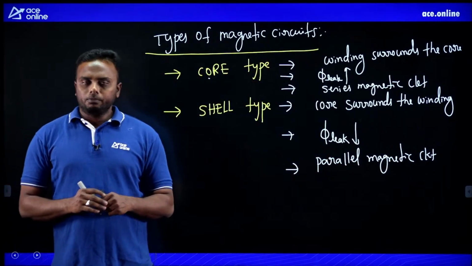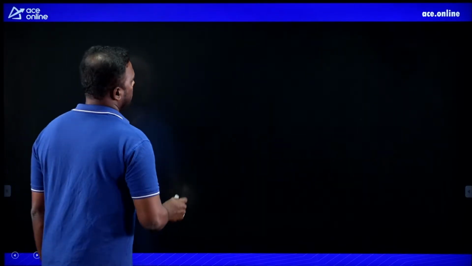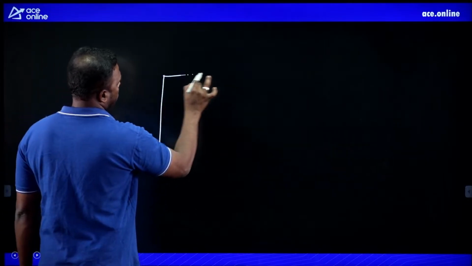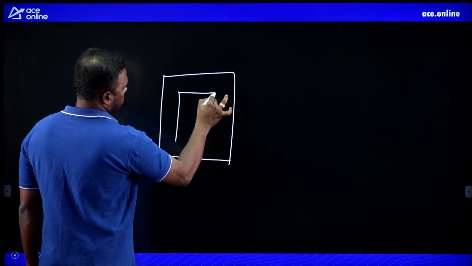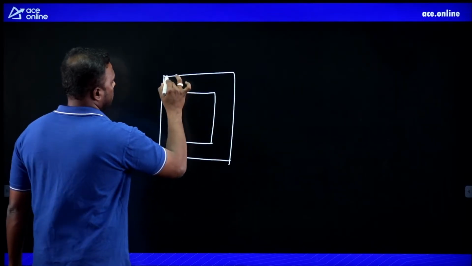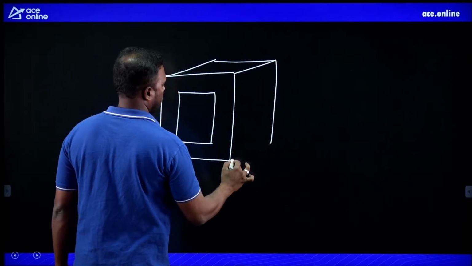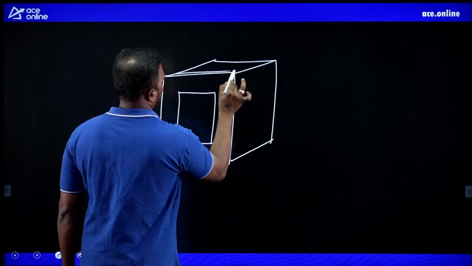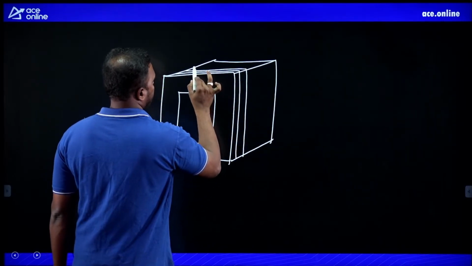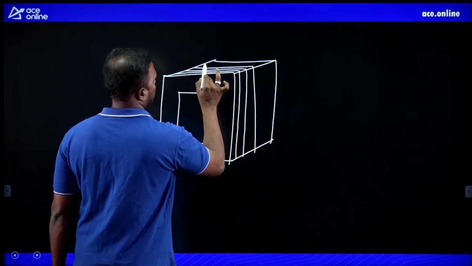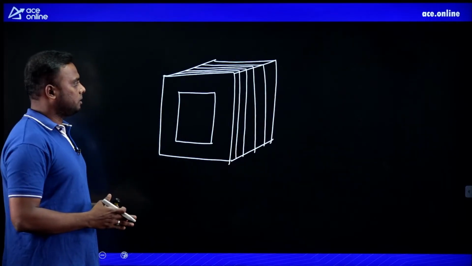Now, whenever the core is laminated, suppose you see the laminated core, this is the side view of the laminated core. From the front view you cannot see the laminations. Only from the side can we see the laminations like this. So these are the laminations, and like this some laminations will be there.